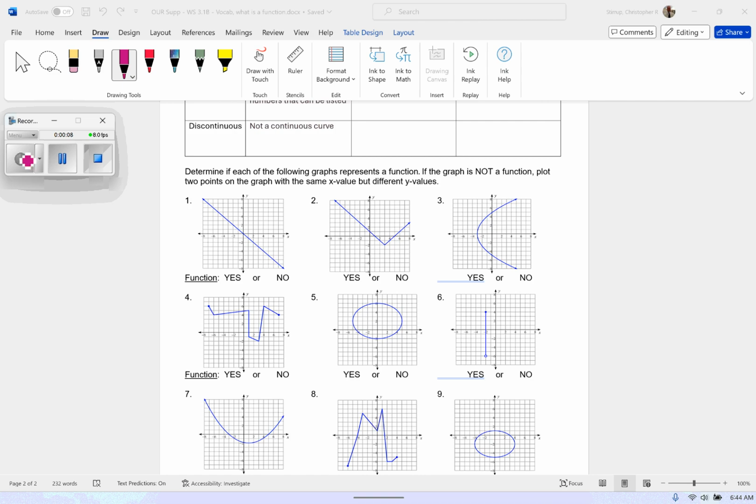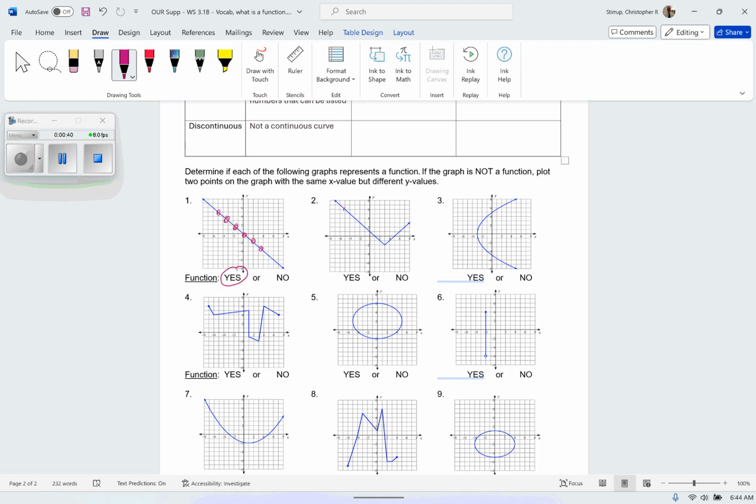So we wanted to see if each of the following represents a function, plotting two points in the graph. Okay, so here's a question. As I come down here and I make dots, do any of those dots have the same x value repeated? The answer in this case is no. So they don't repeat there, which means we have a function.